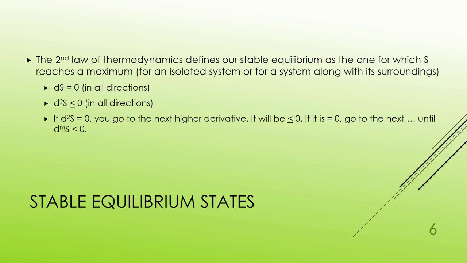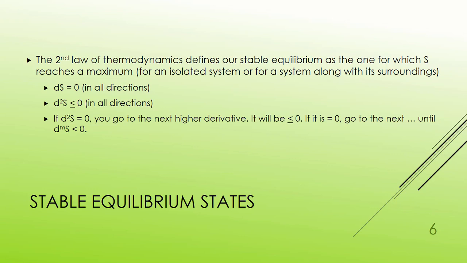Now, the second law of thermodynamics really is our definition of stability and equilibrium. The second law says that I'm going to reach a maximum in entropy when I'm at equilibrium.